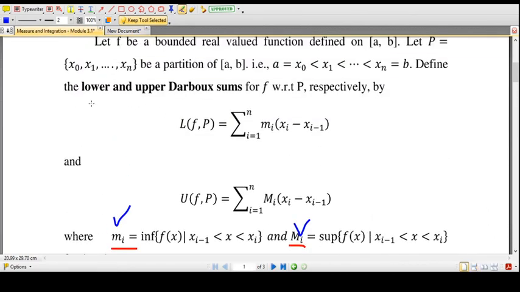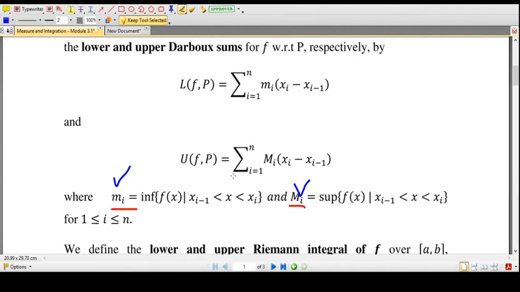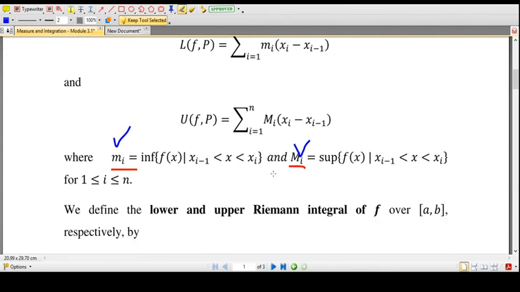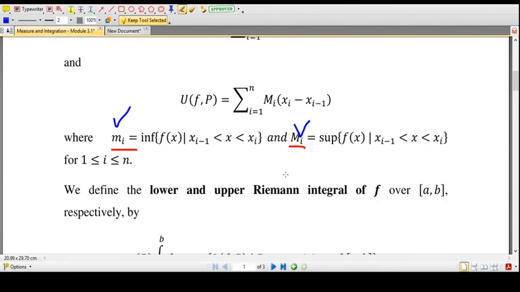Now we define the lower and upper Darboux sums of f with respect to the partition P as L(P, f) equal to the summation i equal to 1 to n of small mi into (x i minus x i minus 1), and the upper Darboux sum U(P, f) equal to the summation i equal to 1 to n of capital Mi into (x i minus x i minus 1).